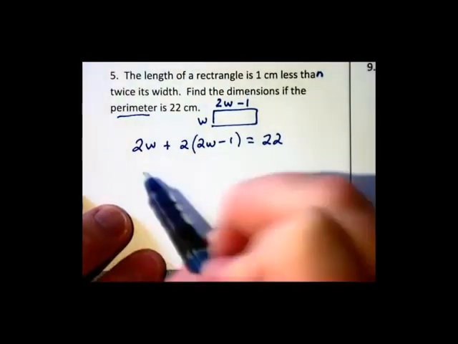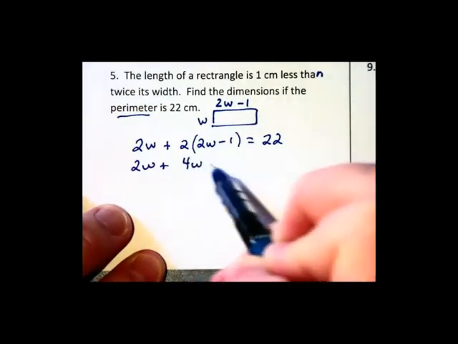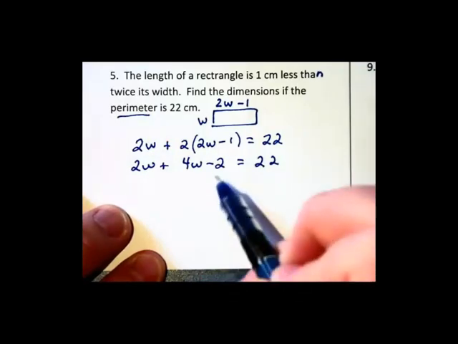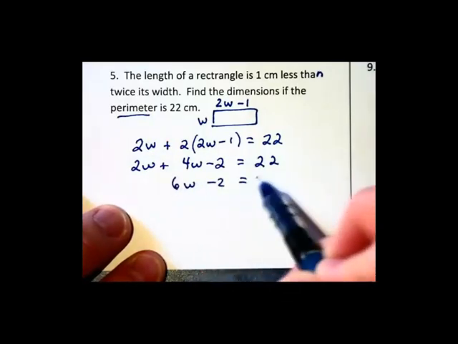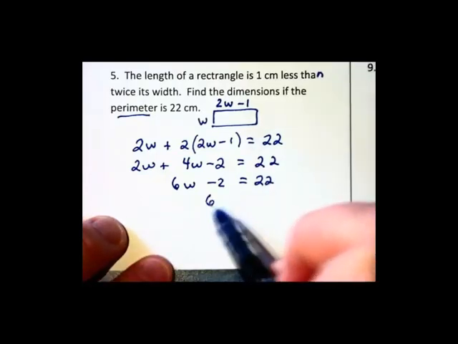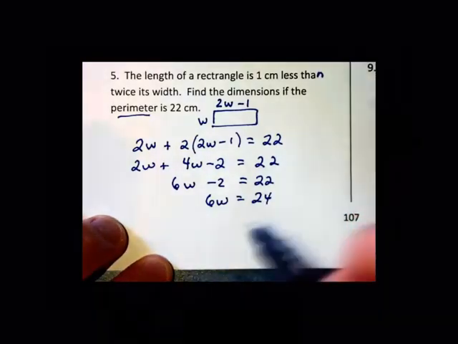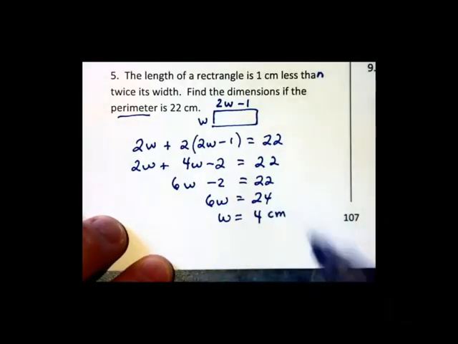So that's going to be 2w plus, distributing, 4w minus 2 is 22. Combine like terms to get 6w. We're going to now add 2 to both sides, so 6w will equal 24, and therefore w is going to equal 4, and the units are centimeters.